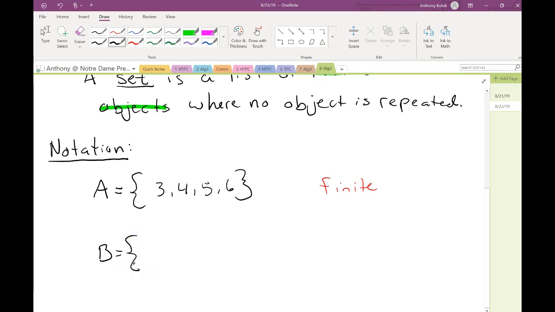So we'll start by giving it that set a name. I'm going to call this the set B. So I'll use the capital letter B. And then I'm still going to use that curly bracket.